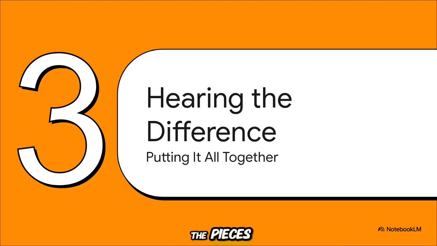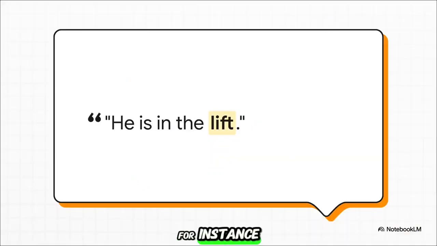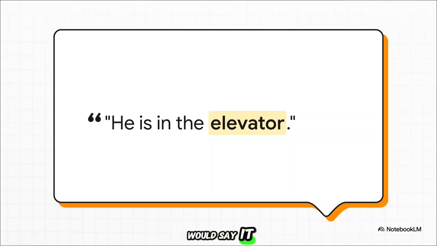Okay, so we've looked at the pieces, the sounds, the words. Now let's put it all together and see how these differences actually play out in a couple of full sentences. This is where you can really start to hear it. So for instance, an Indian English speaker would most likely say, "He is in the lift." Pretty clear, right? The key word there is, of course, lift. But in the US, the direct translation, the way everyone would say it, is, "He is in the elevator." It's a simple word swap, but it instantly places the sentence in a different part of the world.